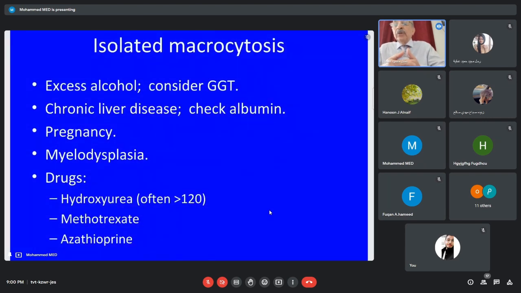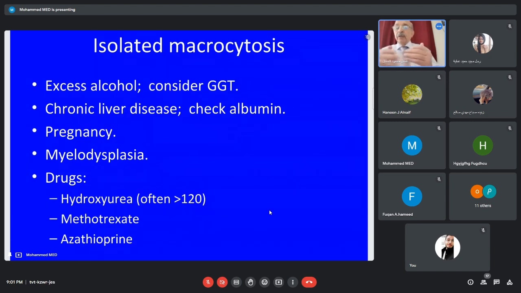Isolated macrocytosis, consider GGT. This enzyme is highly suggestive of alcoholism, which is very common in the West, in Europe and North America. The commonest cause of high MCV is alcohol intake. Yes, chronic liver disease is another cause. Pregnancy is another cause. Myelodysplasia rarely can cause this.